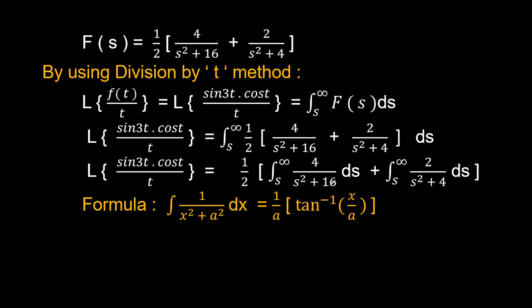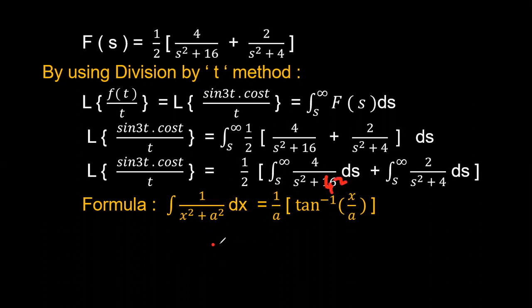So if you simplify this, if you compare this integration with respect to this, for the first term, that is equal to 1 by 2 into the integration of, take this 4 outside, into 1 by s square plus a square, that is x square plus a square. So this one should be compared with this. In place of s we'll have the x here, in place of a square we'll have 16 here. Convert this into the a square type, that is nothing but your 4 square.